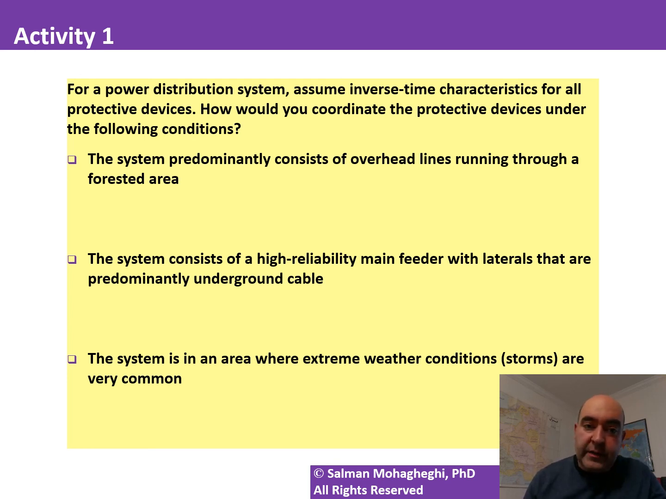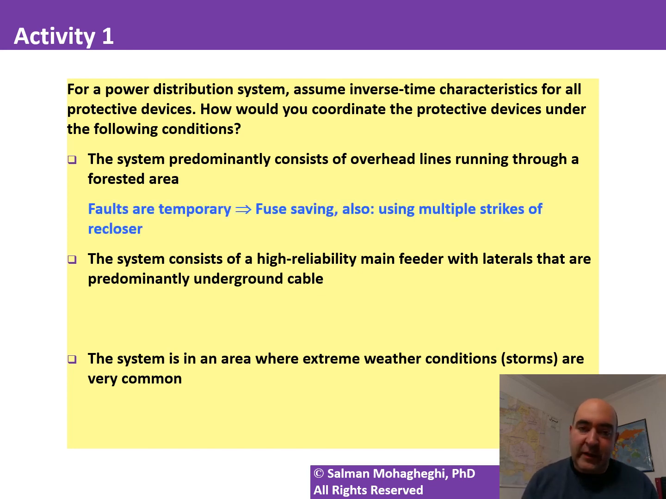First scenario: you have a system that predominantly consists of overhead lines running through a forested area. Second scenario: you have a system consisting of a main feeder which is highly reliable and has laterals that are predominantly underground cable. And last scenario: we have a system located in a geographical area prone to extreme weather conditions, where storms are very common. At this point, I would like you to pause the video, give yourself 5 or 10 minutes, and think about these scenarios. When you're ready, hit play to go through the solutions.